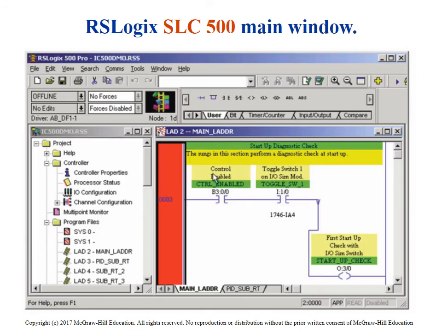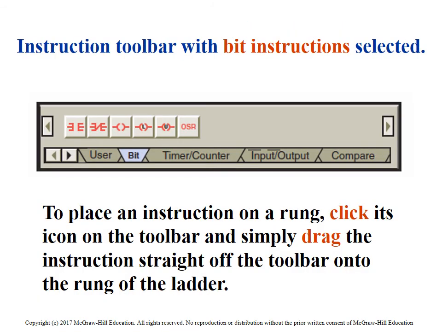So here is a video or a picture of the 500 again. So this is the software. It looks very similar to the 5000. Really very difficult to distinguish the two from each other. They operate pretty much the same way. So here's the toolbar. This is where we find those normally open, examine if closed, examine if open, and OTE commands.